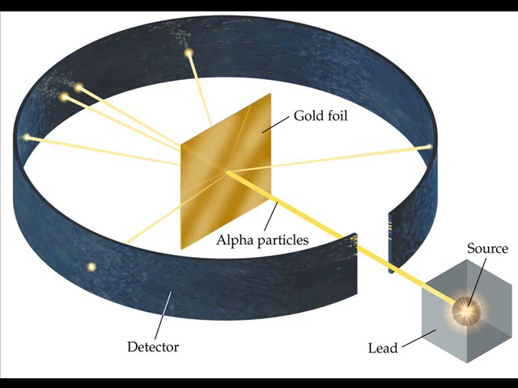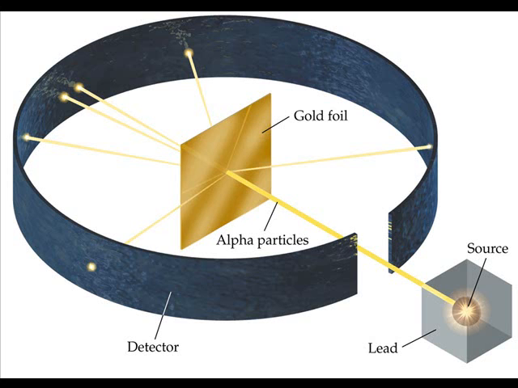And what he thought would happen was, if this is a plum pudding, if there were these electrons sitting in this positive field, the plum pudding, then the alpha particles should just blast straight on through the plum pudding. But in fact, that's not what happened. In fact, you had ricocheting going on. And the alpha particles bounced off from the gold foil.